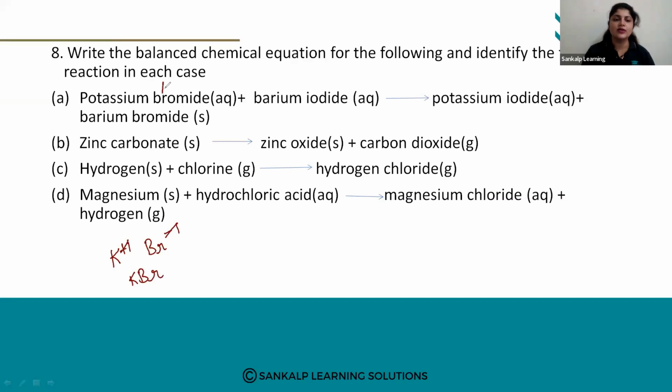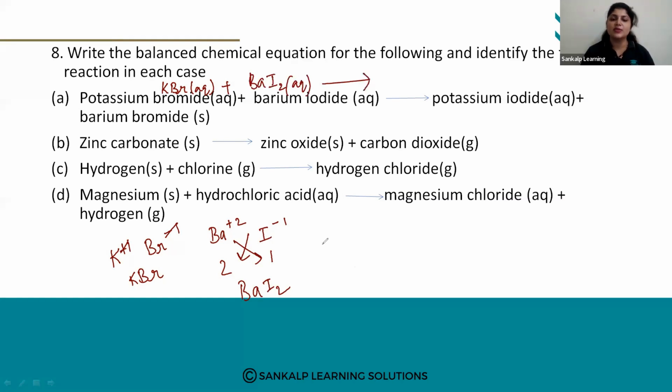So I'll write what here now? KBr aqueous, plus barium iodide. How do you write barium iodide? Barium is +2, iodide is -1. So +2 -1, different charges. So I'll write the 1. I'll crisscross, it becomes BaI2. So it becomes BaI2 aqueous.